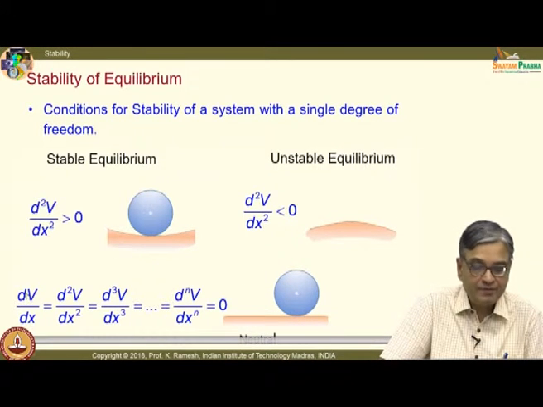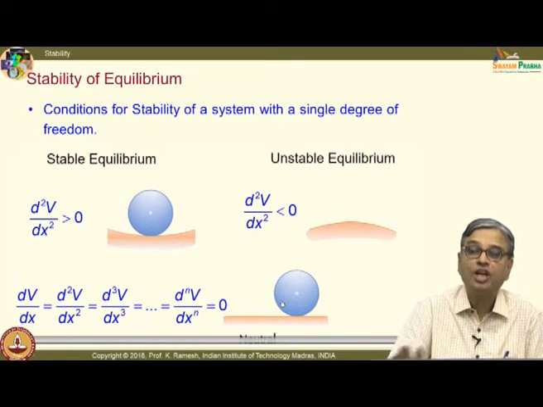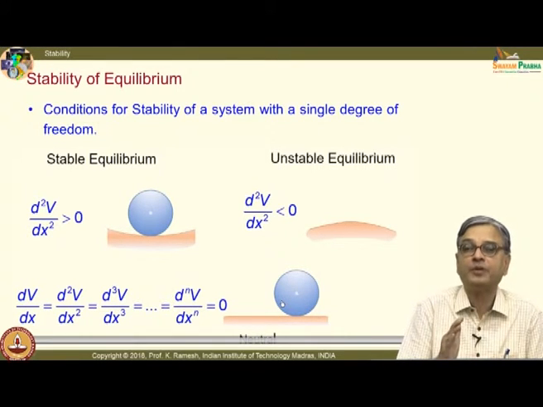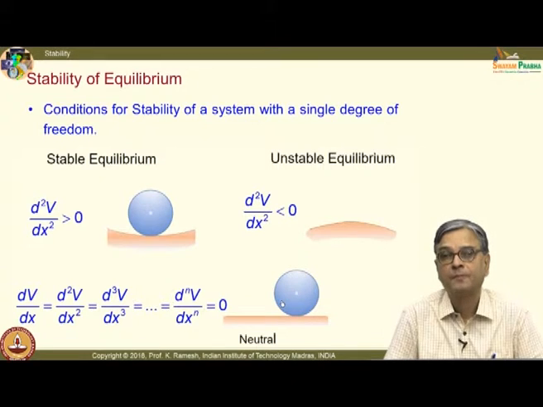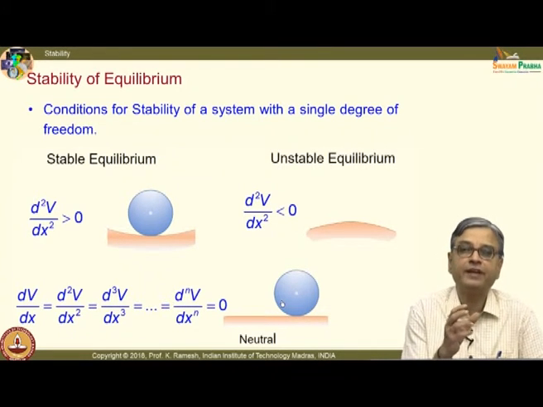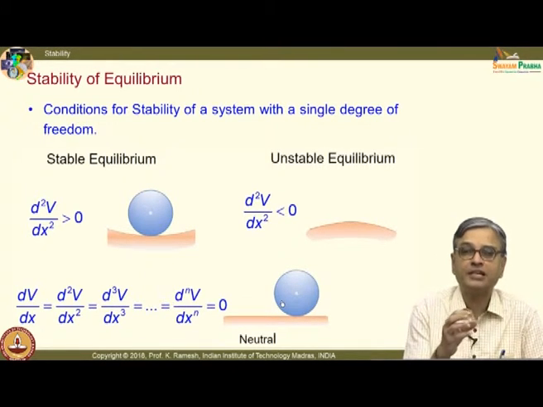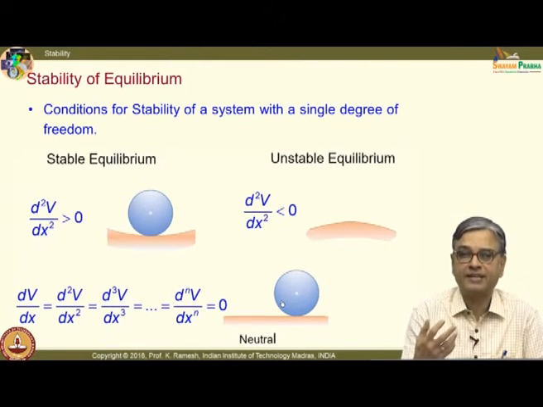When I have dV by dx equal to 0, and d squared V by dx squared equal to 0 and d cube V by dx cube equal to 0, all this also leads to a neutral equilibrium condition. So, this is the way you will verify: when I write the potential energy, find out its derivatives, based on the second derivative, you are in a position to say whether it is stable or unstable.